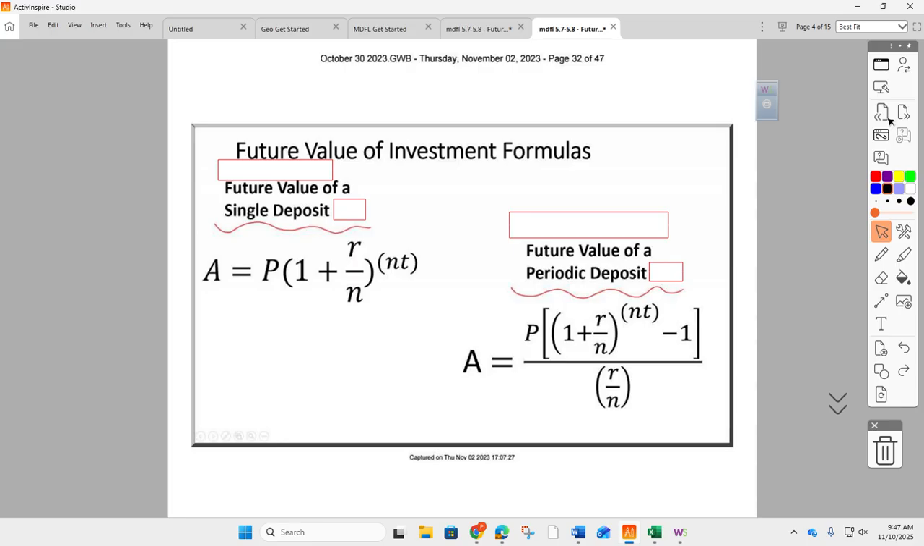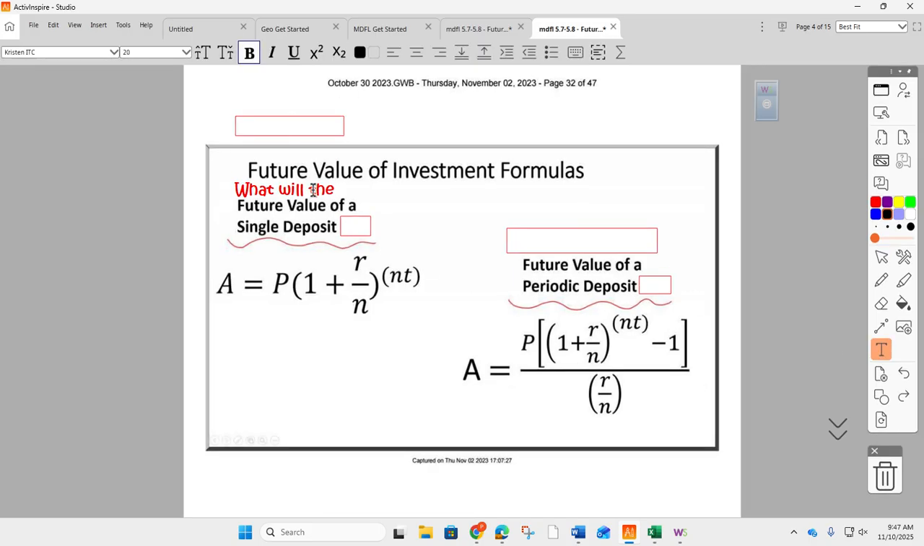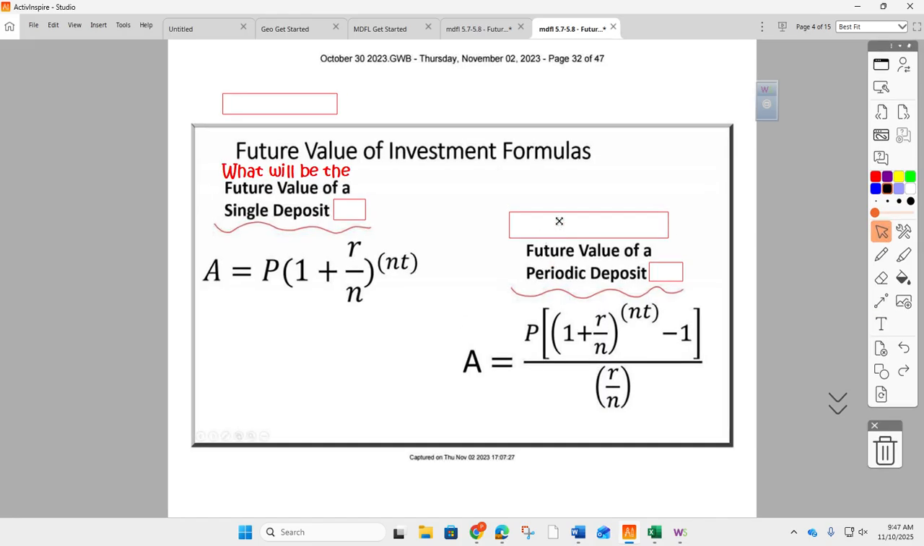For me, I think they make sense when you think of them as a question. So this formula is going to answer the question, what will be the future value of a single deposit? So that's what this formula tells us. What will be the future value of a single deposit? That's what A is, okay? This formula tells you what will be the future value of a periodic deposit.